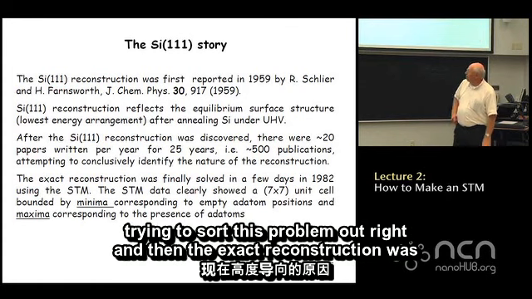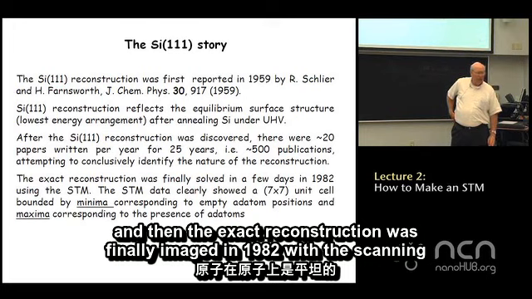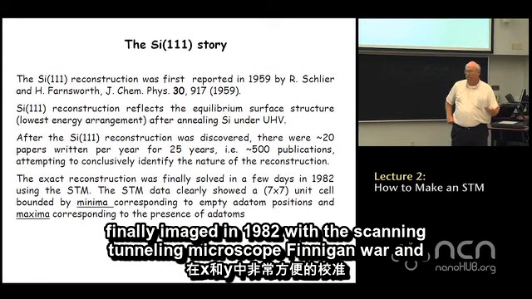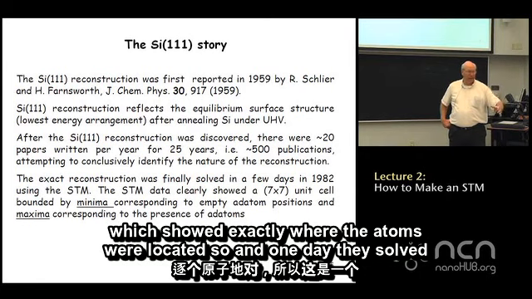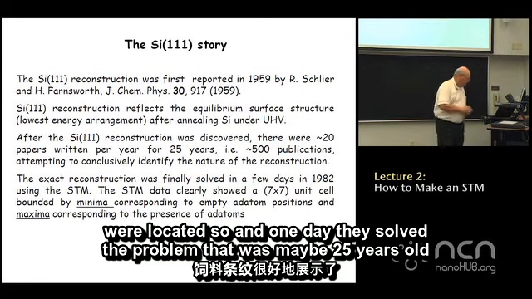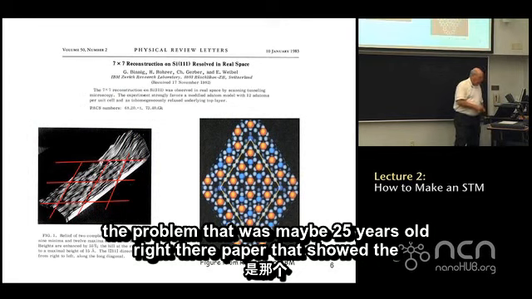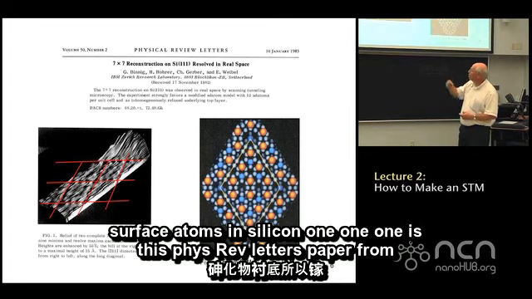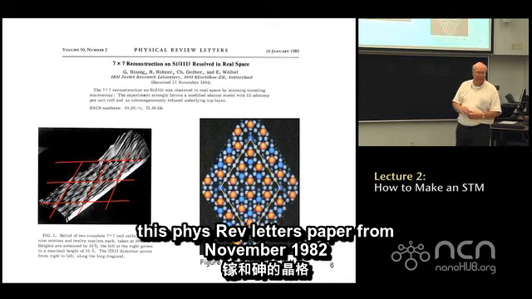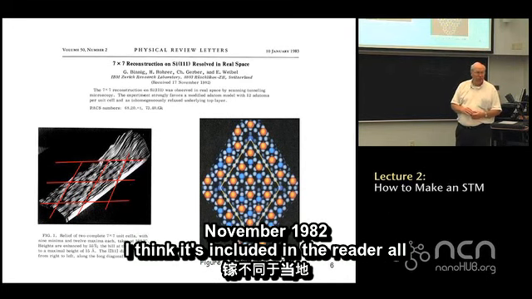And then the exact reconstruction was finally imaged in 1982 with the scanning tunneling microscope. Binnig and Rohrer and their colleagues at IBM Zurich in one day obtained this image which showed exactly where the atoms were located. So in one day they solved the problem that was maybe 25 years old, right? Their paper that showed the surface atoms in silicon 111 is this Phys Rev Letters paper from November 1982. I think it's included in the reader, right?